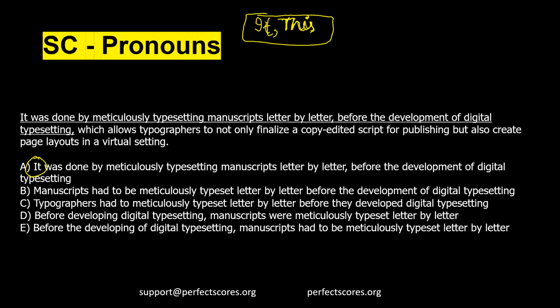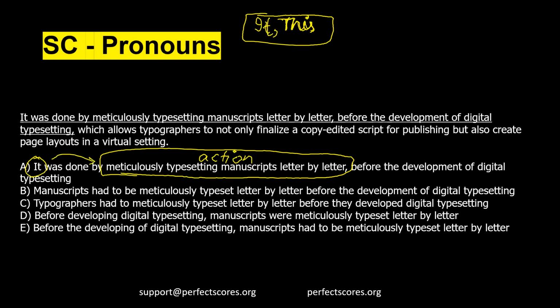So when you say it was done by meticulously typesetting this and this, this whole thing is an action, not a noun, and you cannot use it to refer to an action. So A is gone. Now let's come to option B. Manuscripts had to be meticulously typeset letter by letter before the development of digital typesetting, which allows typographers to do something. So this seems fine.